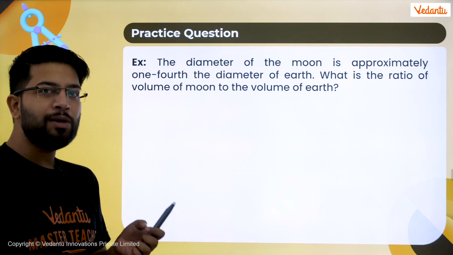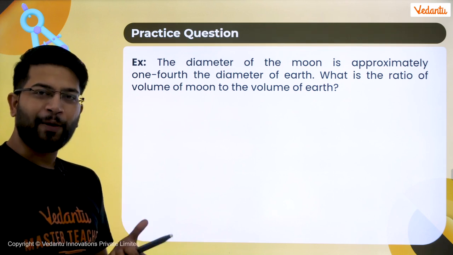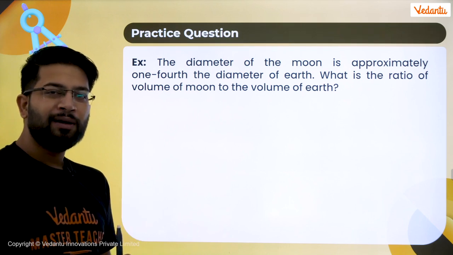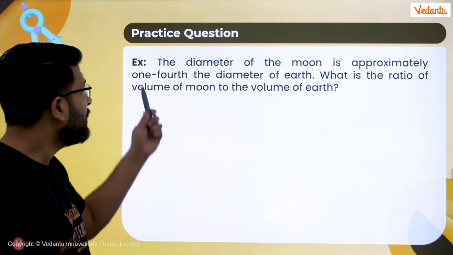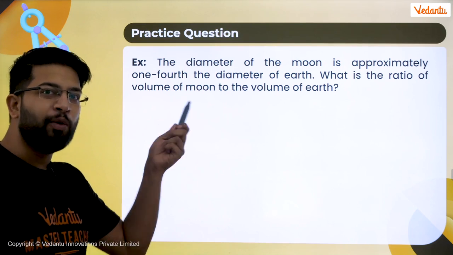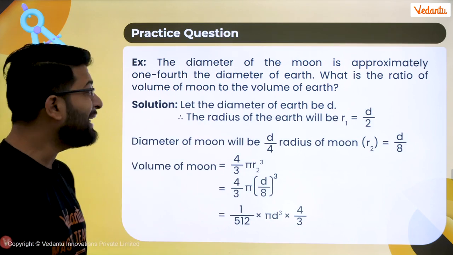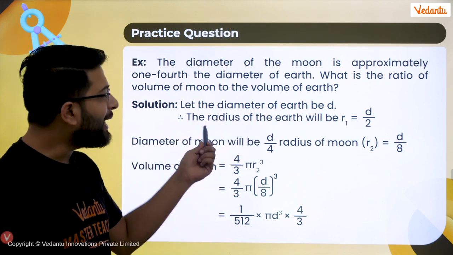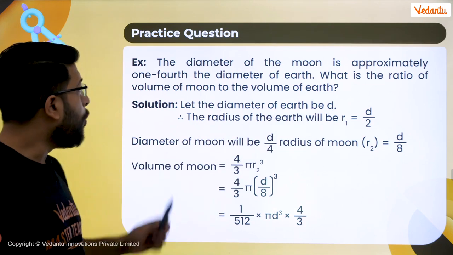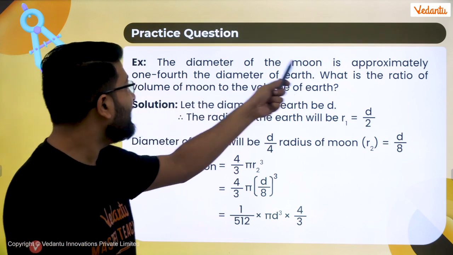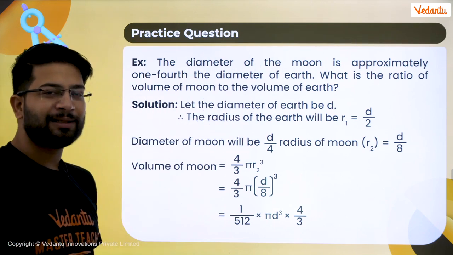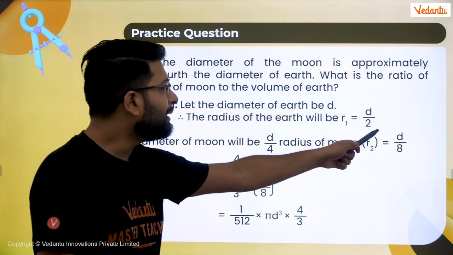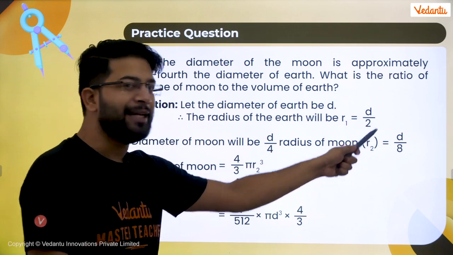Now we know that moon and Earth both are spherical, right? So for the sphere, the volume is 4/3 pi r cube. And if we want to find the ratio of the volumes, we will need the ratio of the radii. So now, champ, let's say the diameter of Earth is small d. So radius will be d by 2. Now, the diameter of moon is 1/4 of the diameter of Earth. So the diameter of the moon will be d by 4 and radius will be d by 8.